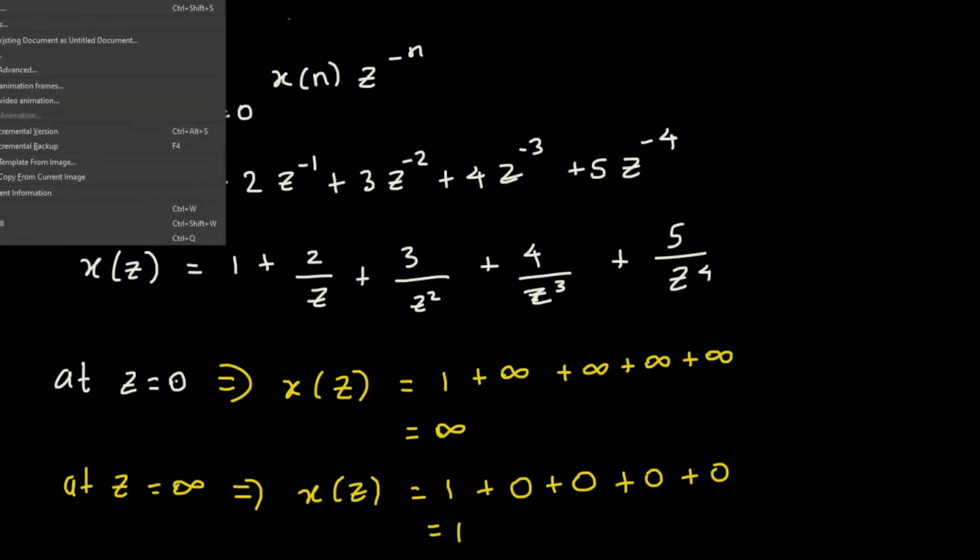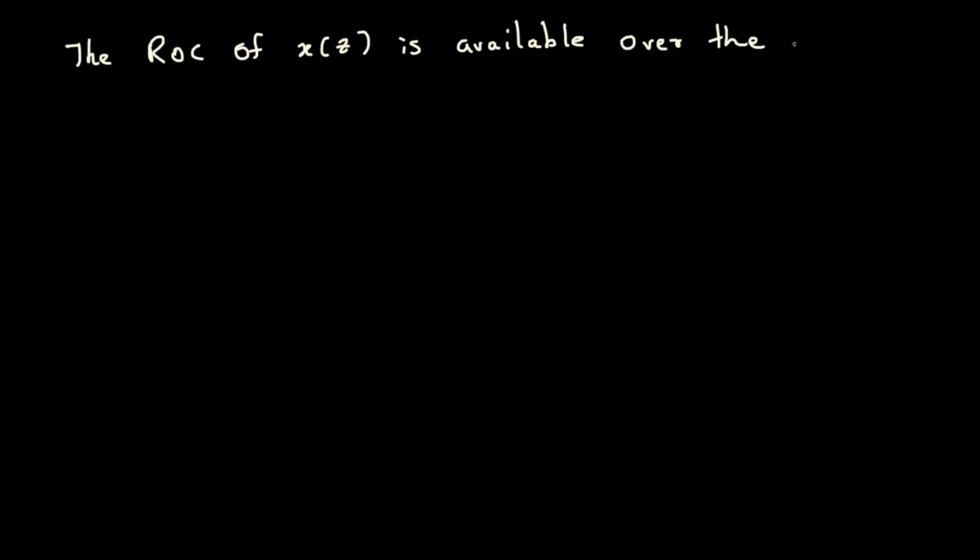Okay, let's go ahead and write that down. So the ROC of X of z is available over the entire region of the z plane except z is equal to 0.